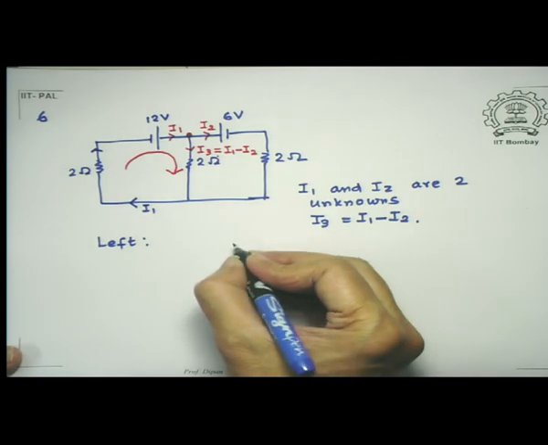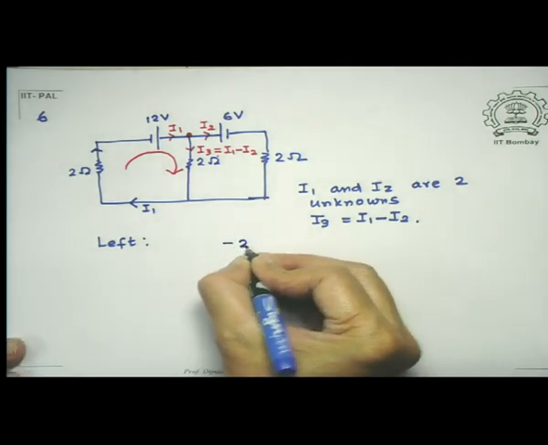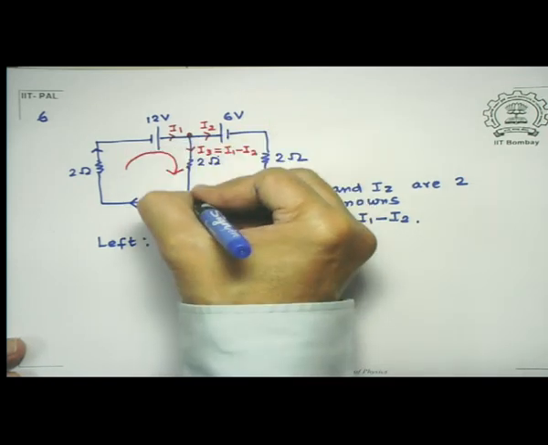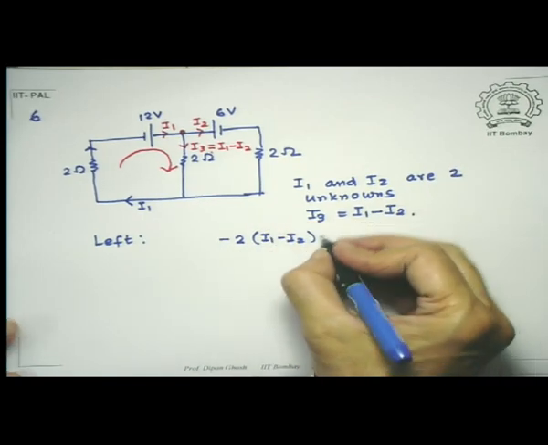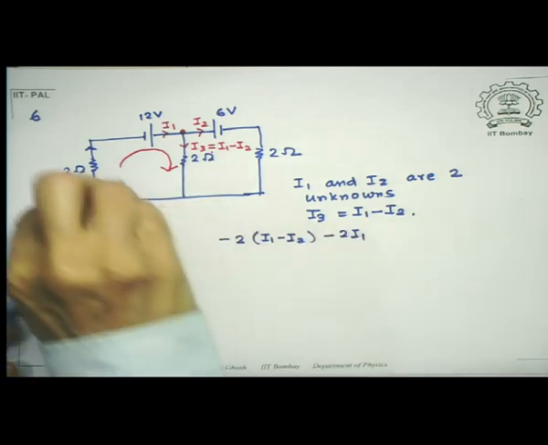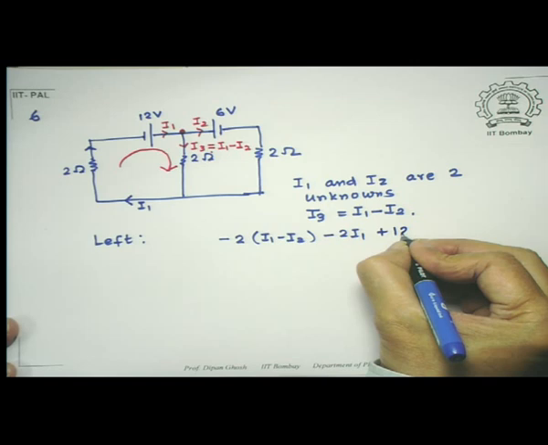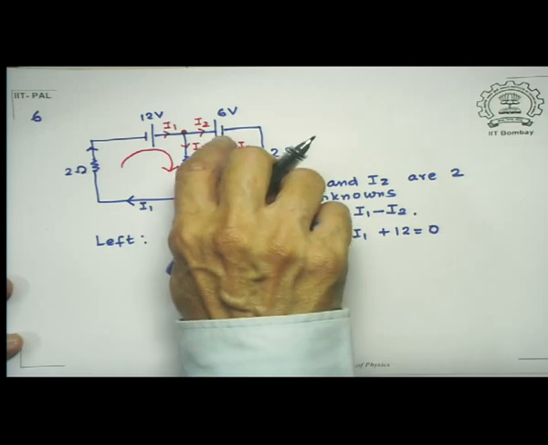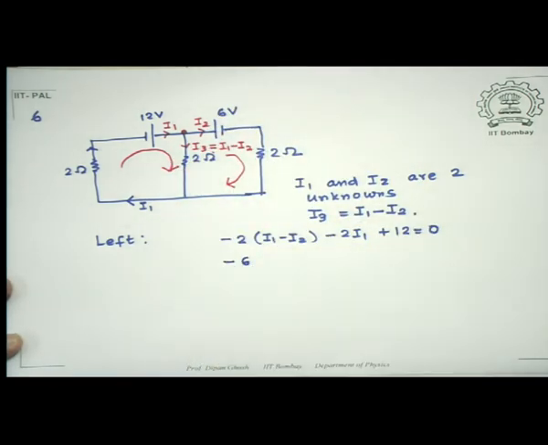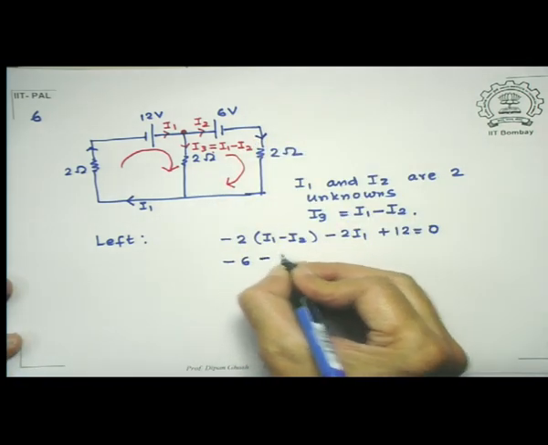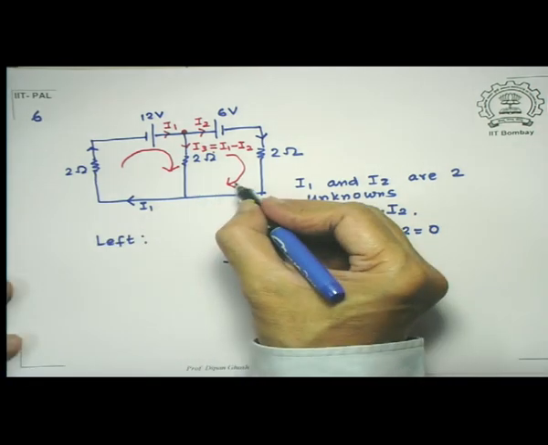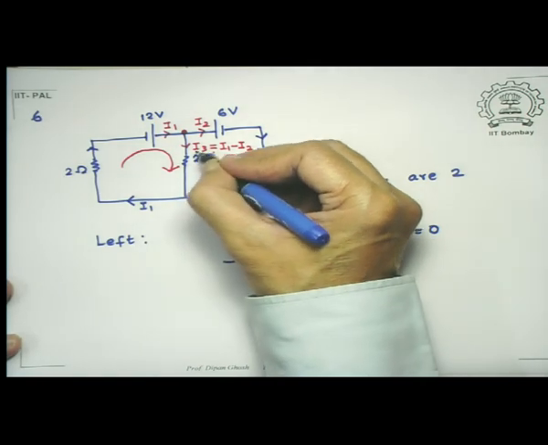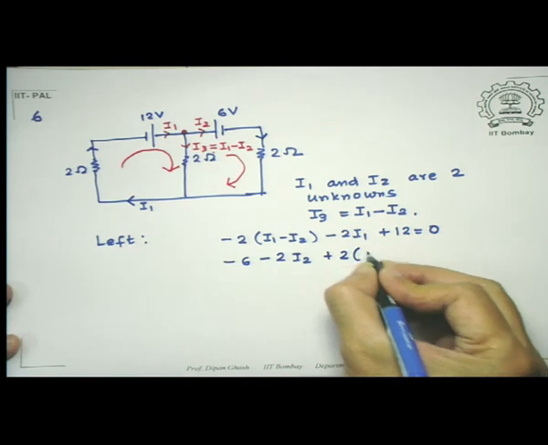So let's do that. I have got minus 2 into I1 minus I2, supposing I started from here. Then I got minus 2I1. Then plus 12, that's equal to 0. That's one equation. The second equation, you do it from this loop. Now, once again, it doesn't matter how you assumed it. So let's suppose we go like this. So if I do like that, I have a minus 6 there, minus 2 times I2, but this time since this loop has been taken like this, it will climb up. So therefore, it will be plus 2 times I1 minus I2 equal to 0.